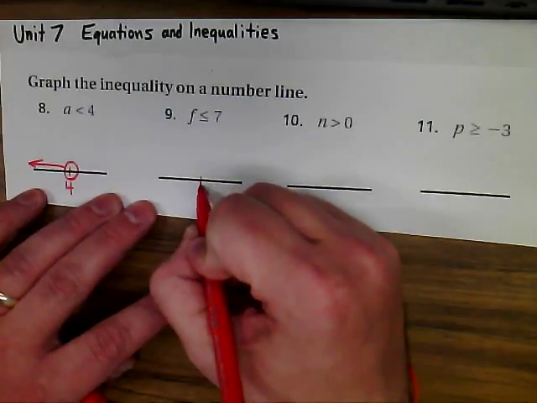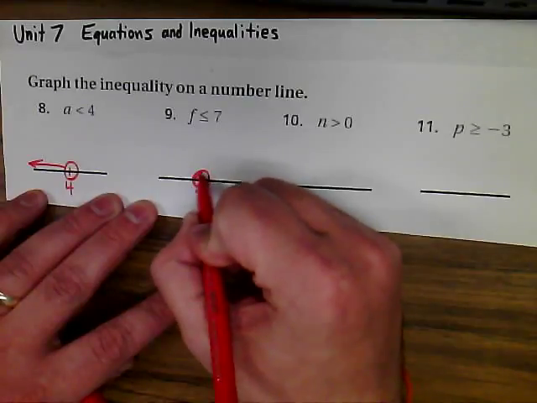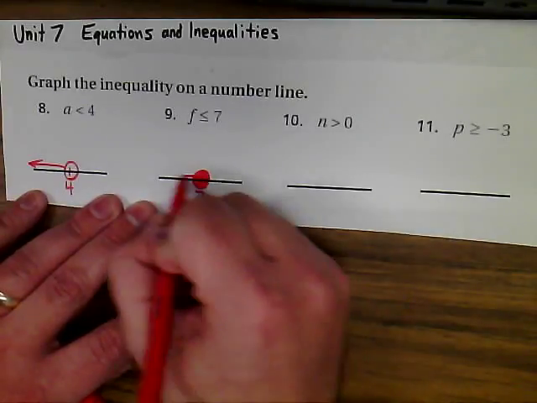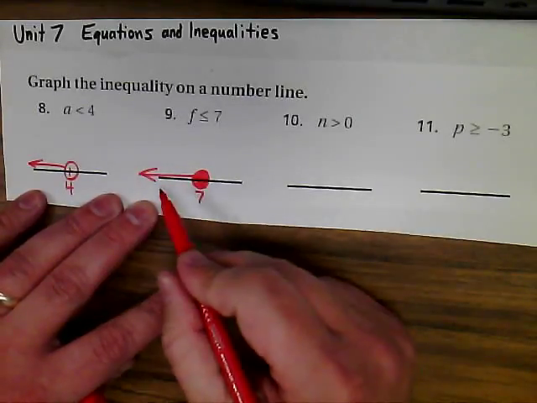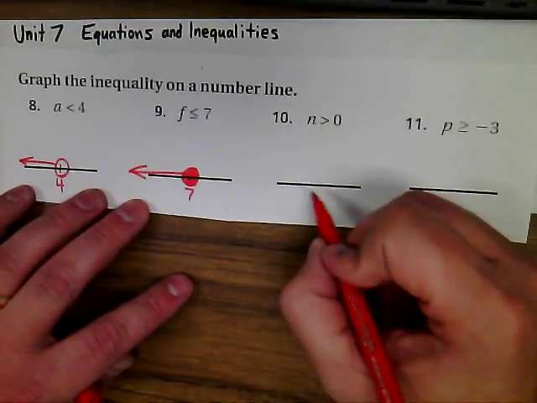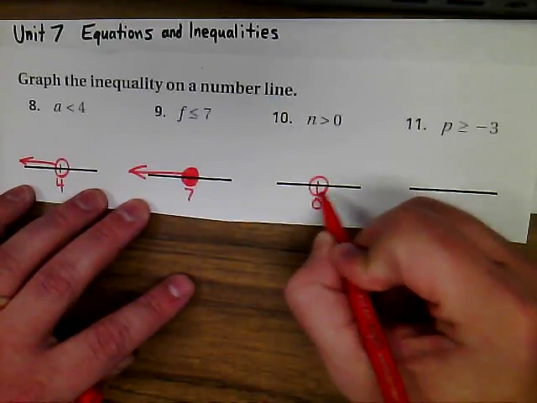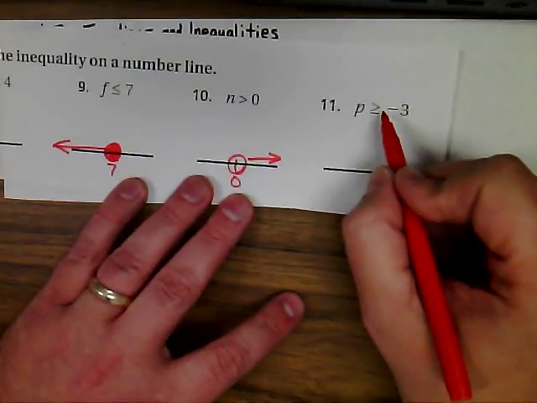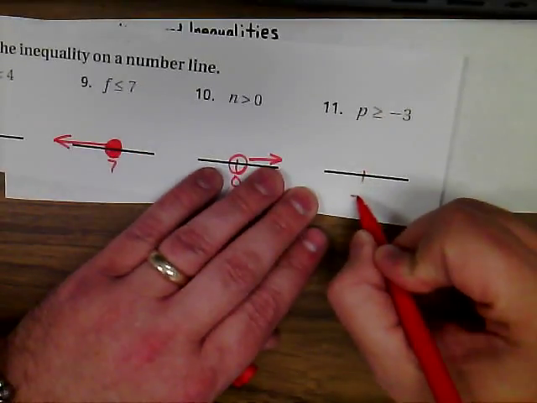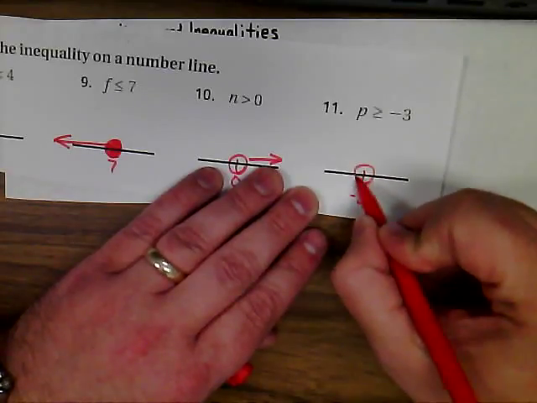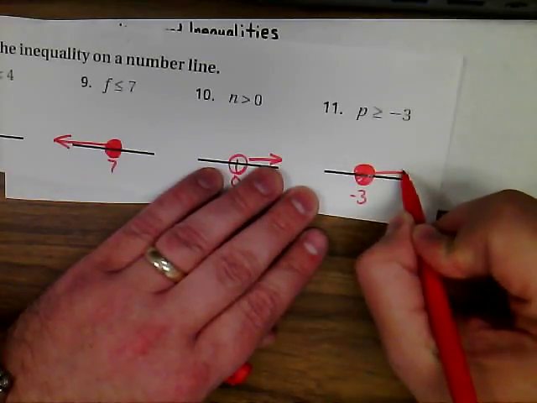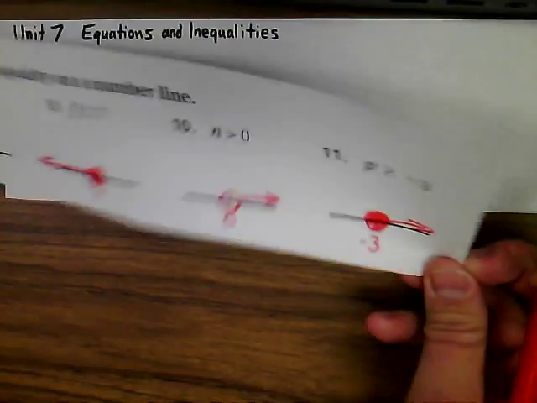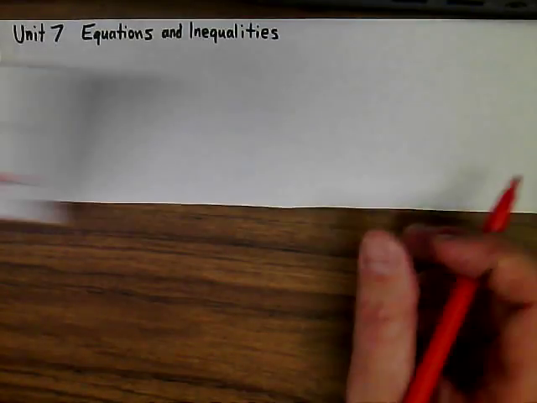F is less than or equal to 7. That's going to be a closed circle because it could be 7. And again, pointing to the left to all the numbers that are smaller than 7. N is greater than 0. That's not going to be 0, but it's going to be numbers bigger than 0, pointing to the right. And then p is greater than or equal to negative 3. Okay, if it's greater than or equal, it's going to be shaded in and pointing at numbers larger than negative 3 because it could be negative 3 or more.